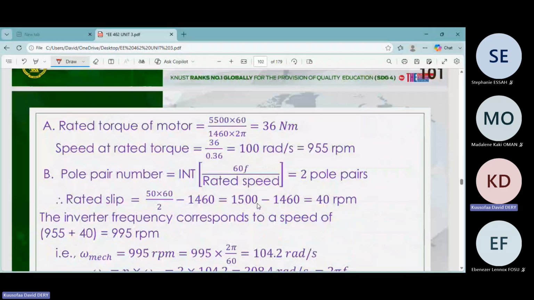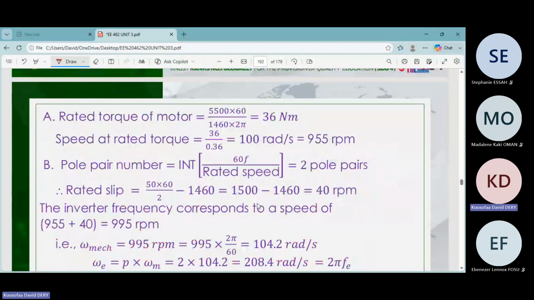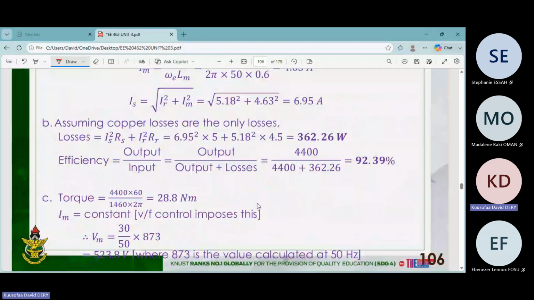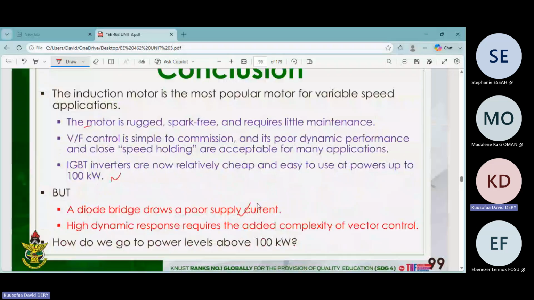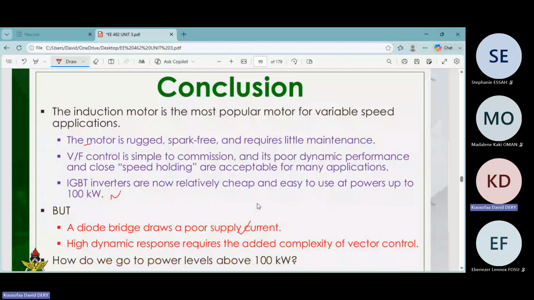I think we've spent quite some time, so we'll stop here. If you have any question, you can ask. Or let me just give a brief summary of all that we've done.